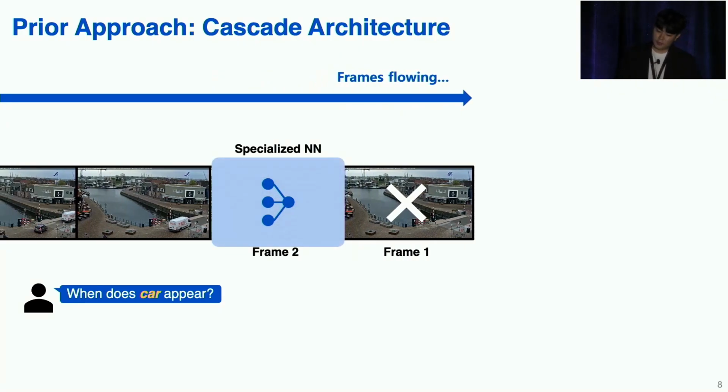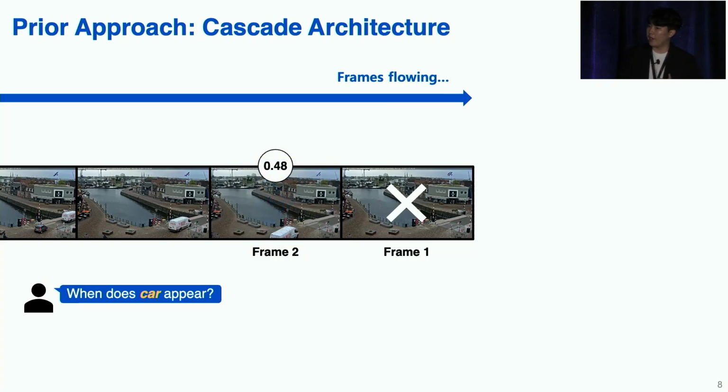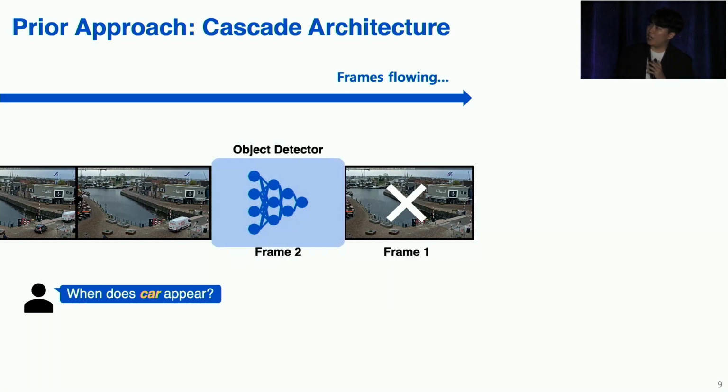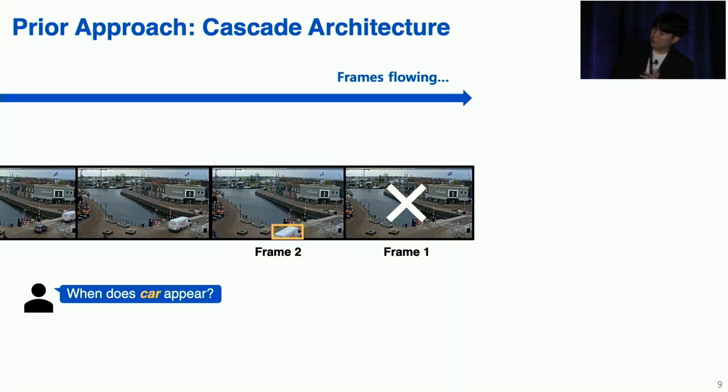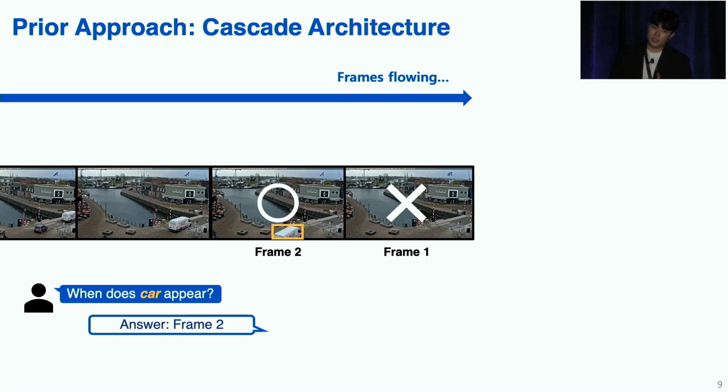And say for frame 2, the return value was 0.48, which means the specialized neural network was not so sure about its own decision. So instead of labeling this frame according to this value, they apply the heavy object detector for this frame. And as a result, it found the car in it, and they can finally label this frame as having a car, and it is one of the frames that the user is looking for.